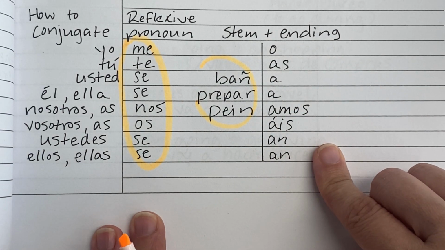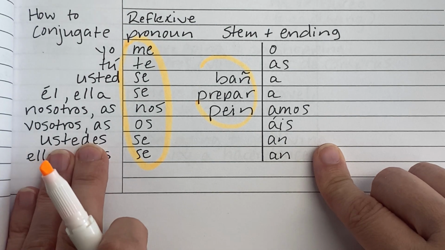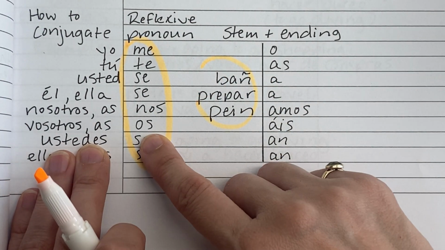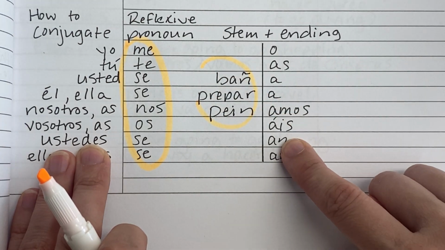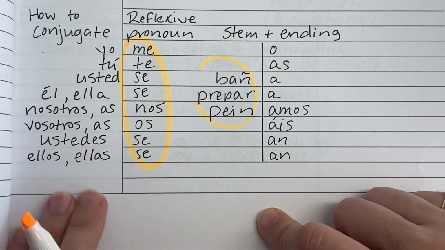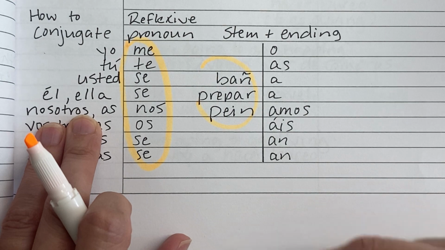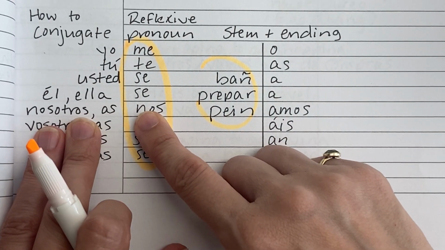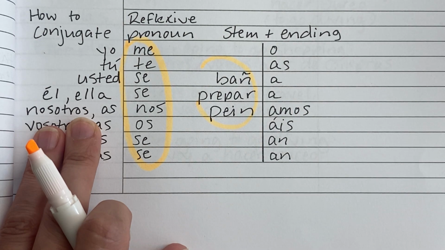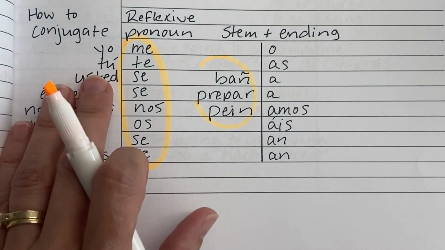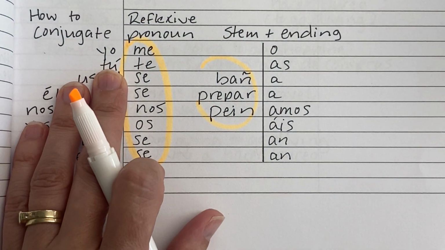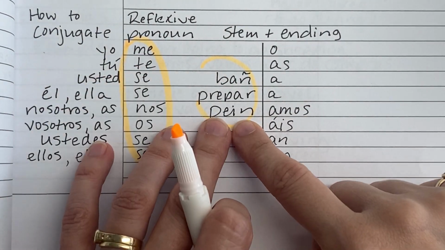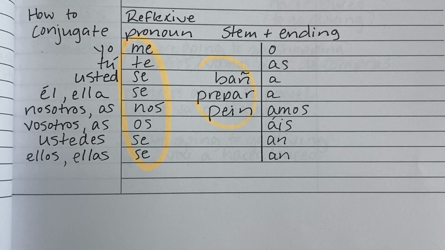So for example, you guys take a bath would be ustedes se bañan. Or nosotros, we get ready, we prepare ourselves. Nosotros nos preparamos. Okay, let's look at one more. You comb yourself, you comb your hair. Tú te peinas. All right.